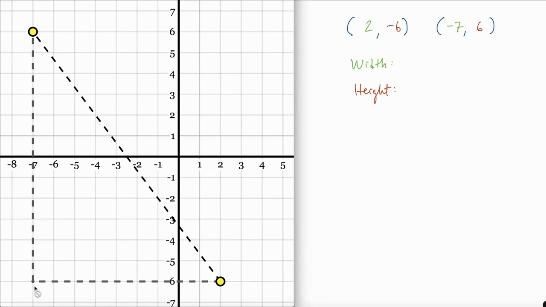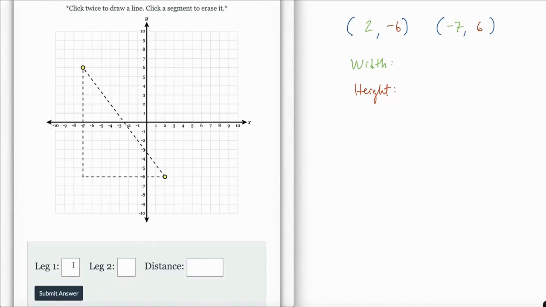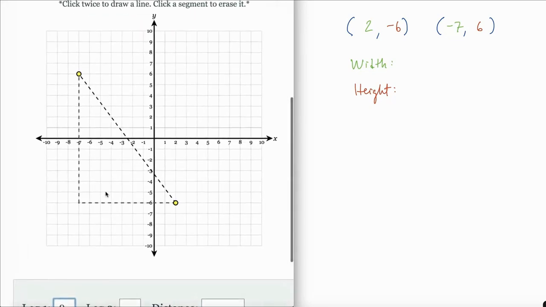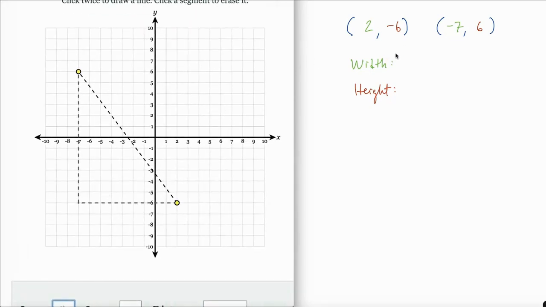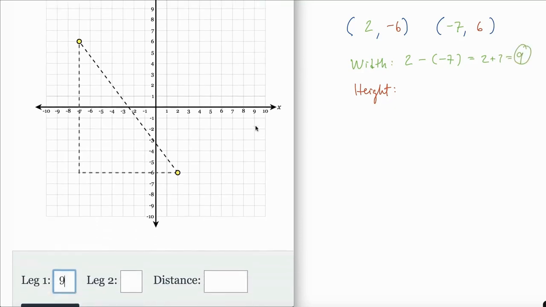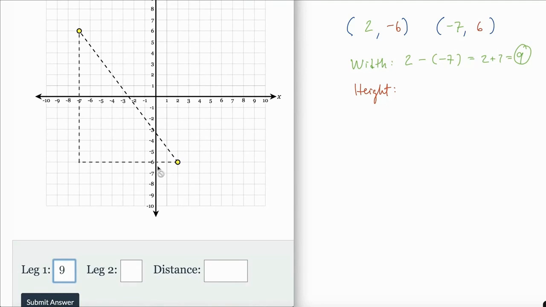The slow way is to just count. 1, 2, 3, 4, 5, 6, 7, 8, 9. So that means this leg is 9. So I'm actually going to write leg 1 as 9 if leg 1 is the bottom. It doesn't matter which one is leg 1 and leg 2. But I do want you to see that we get the same answer as if we subtracted the two x values. So if we did 2 minus -7, that's the same thing as 2 plus 7, which is the same thing as 9, which just so happens to equal the width of this right triangle.